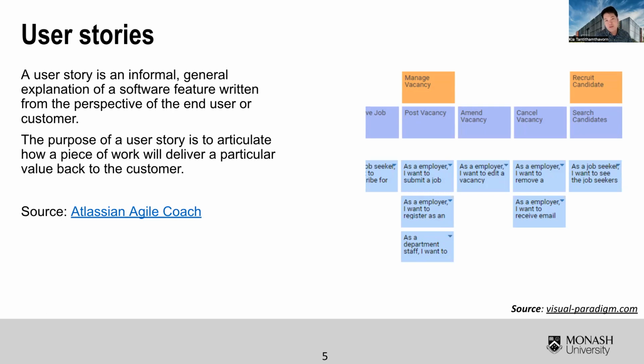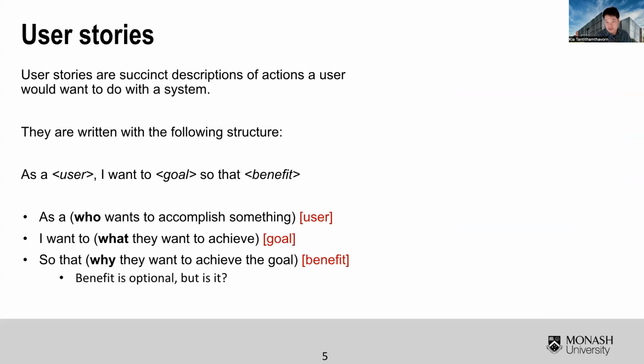The purpose of the user story is to articulate how a piece of work will deliver a particular value back to the customer. When we write the requirement, we may miss what the value is. For example, the user should be able to log into the system. Why do we need that? There's no value stated, right? But when we write in the user story format, it becomes: as a user, I would like to log into the system, so that's the purpose.